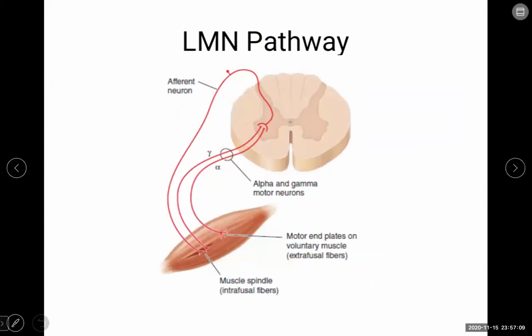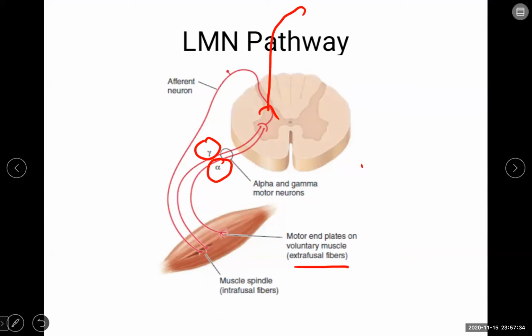Now, coming on to the LMN pathway. This is a basic diagram showing the two motor neurons, an alpha motor neuron and a gamma motor neuron. Your corticospinal tract would come down and innervate over here. Your brain would give a signal and it would go into your alpha motor neuron, and the alpha motor neuron would discharge and innervate what are known as the extrafusal muscle fibers.